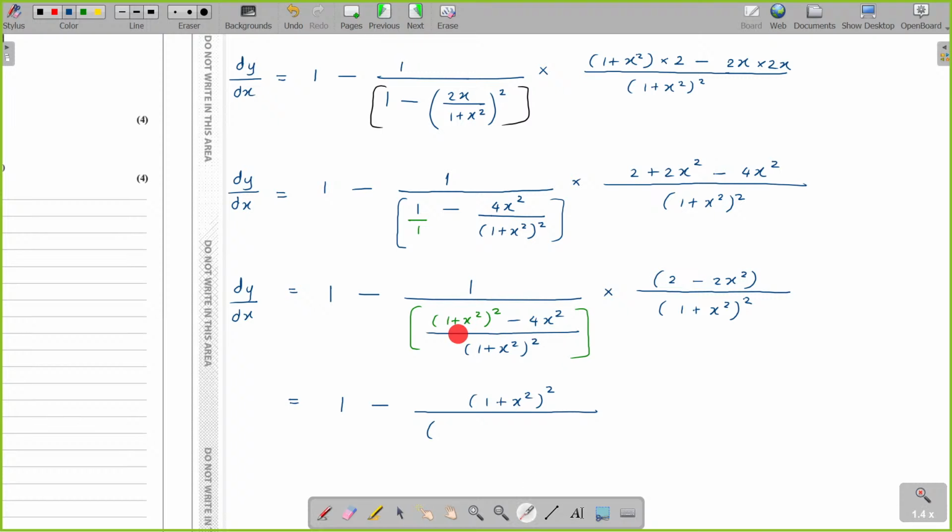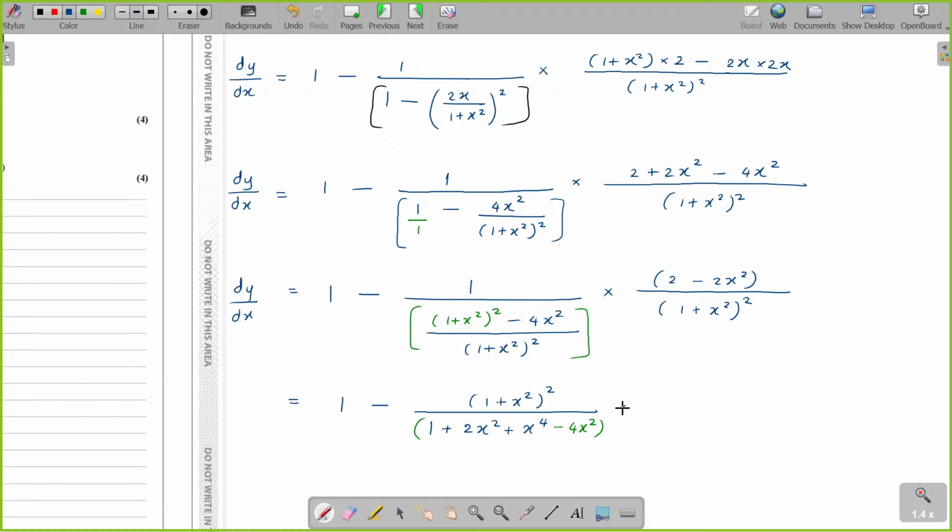Actually, we can expand this bracket, shall we? How do I expand it? (1 plus x square) square, when you expand, it's going to give you 1 plus, it's going to be twice of these two, right? 1 plus 2x square, because you have to take the double of these two, plus x to the power 4. That's when you expand this bracket. And then separately there's another minus 4x square. Are you following me?